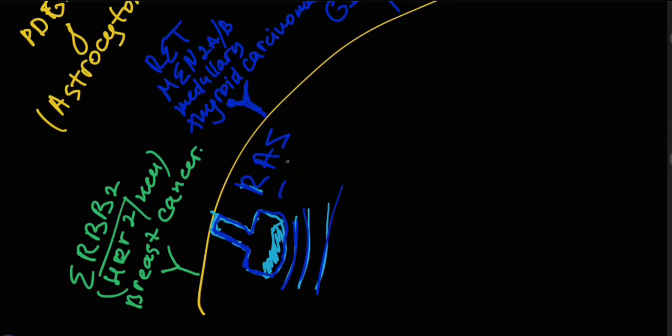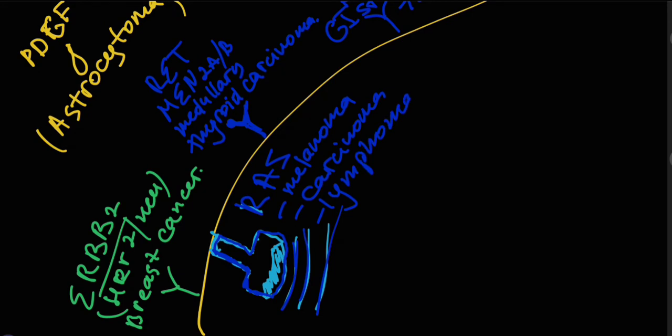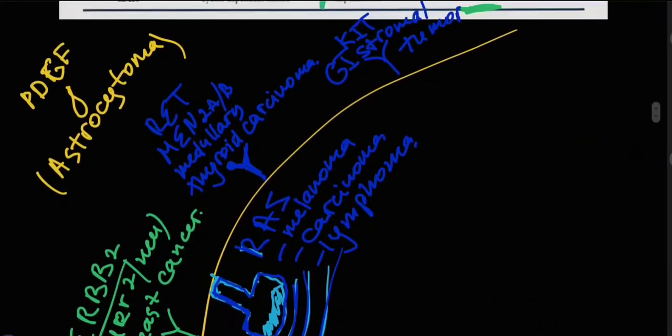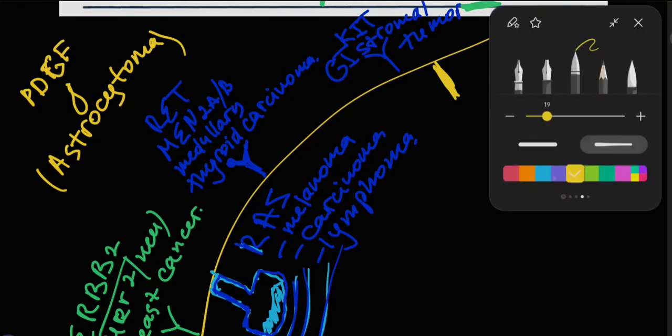The mutation in the RAS gene family leads to melanoma, carcinoma, and lymphoma. Well, that's all. Point mutation, and next is translocation, which leads to CML and ALL.